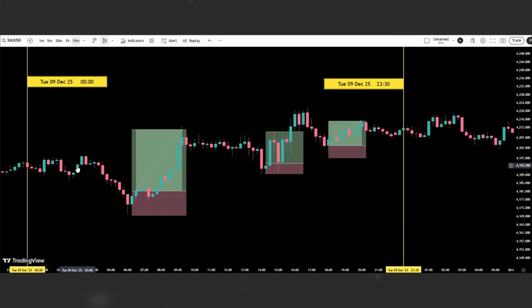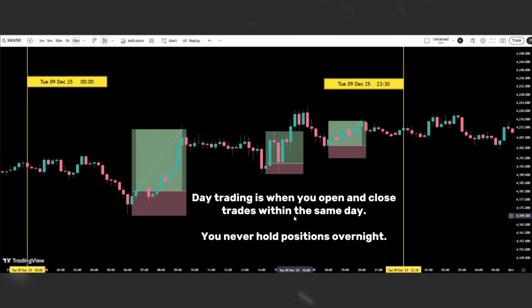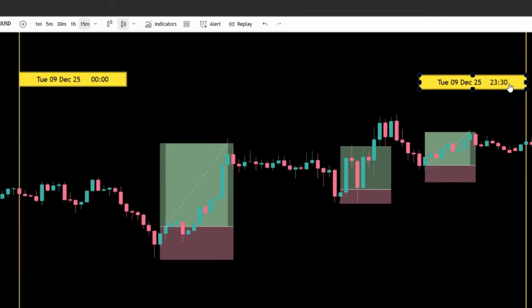Before we dive into RSI, let's understand what day trading gold really means. Day trading is when you open and close trades within the same day. You never hold positions overnight. Trades can last a few minutes or a few hours, but usually no longer than one day. Unlike scalping, where trades are super short, day trading looks for bigger moves during the day.